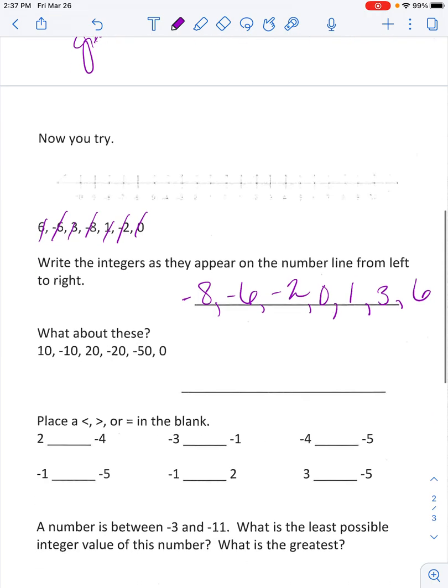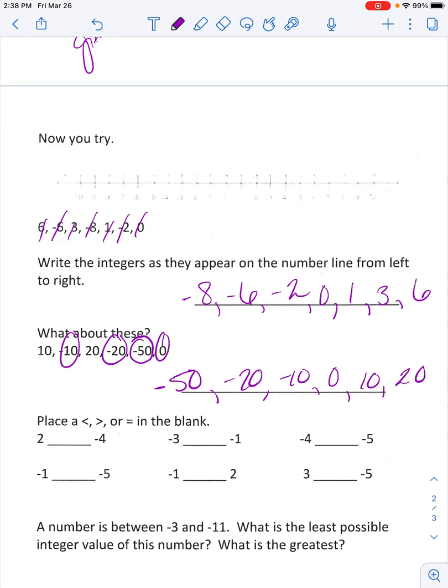Now maybe you can start seeing these a little bit better, and you don't have to use a number line. Looking at the next ones, which one would be farthest to the left? Way out there would be -50. After that, -20. After that, -10. We're getting closer to 0. And then those whole numbers, 10 and 20.